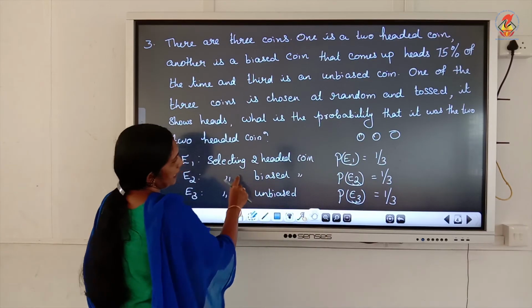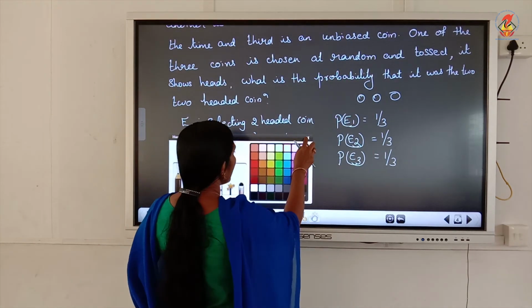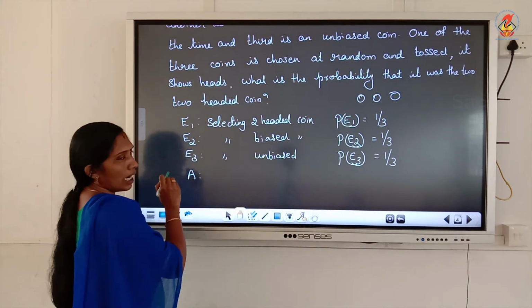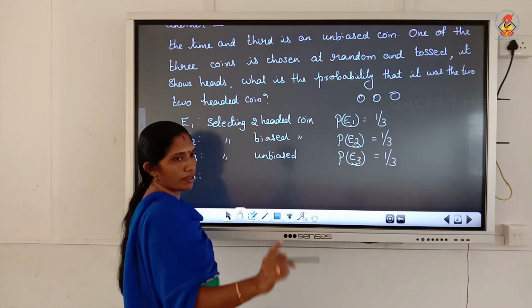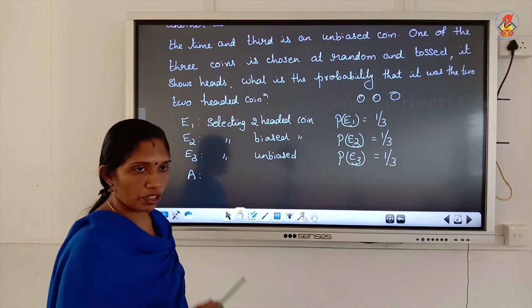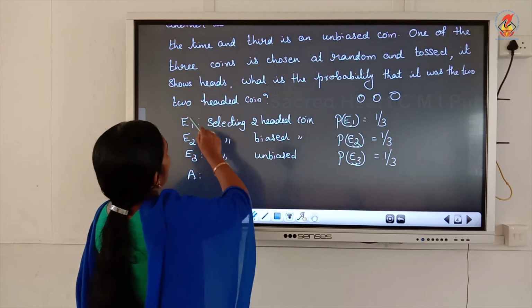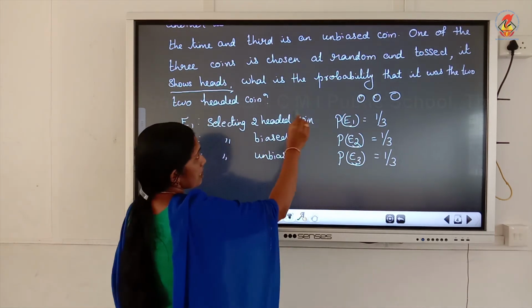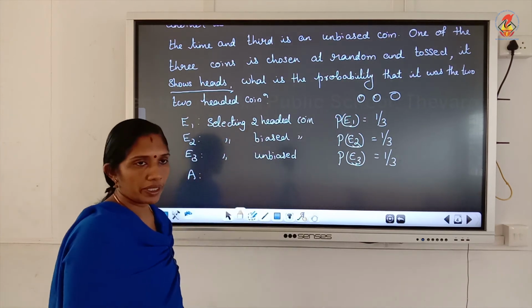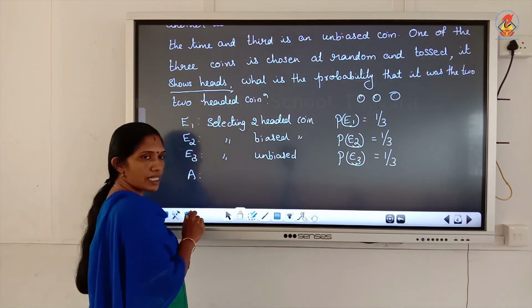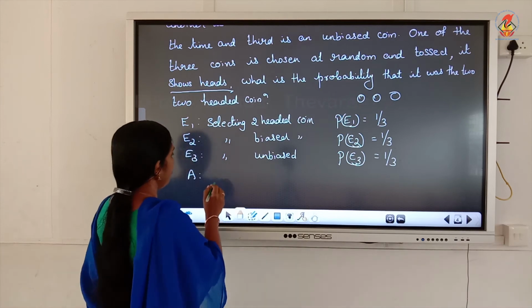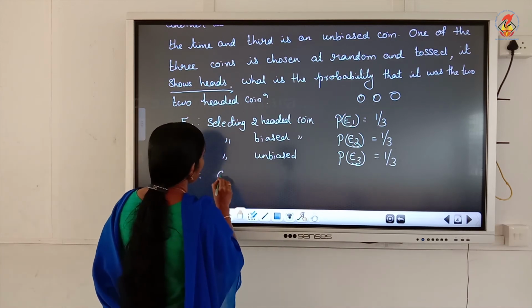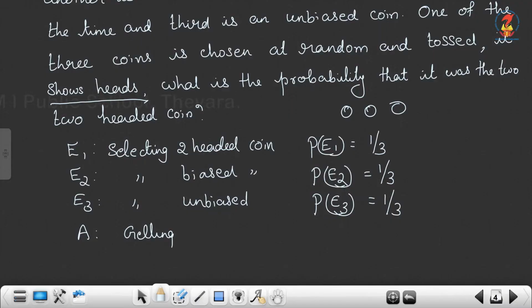Now define the event A. What is A? After selecting the coin, you toss it, then it shows heads. Then what is the probability that it was a two-headed coin? That's the question. So A means getting a head. Head appeared, or getting a head, that is the event A.